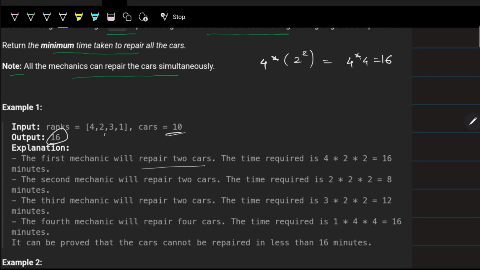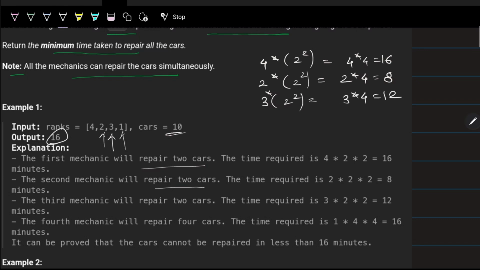Now the second mechanic will also repair 2 cars. That is 2 times 2 squared, that is 2 times 4, which is 8. The third mechanic will again repair 2 cars, so 3 times 2 squared, that is 3 times 4, which is 12. And the fourth mechanic will repair 4 cars, that is 1 times 4 squared, so 1 times 16, which is 16.